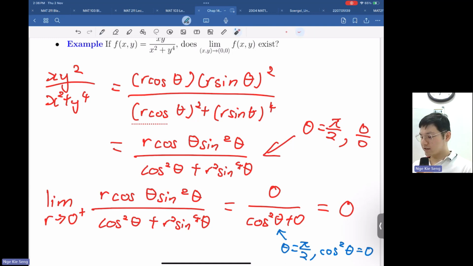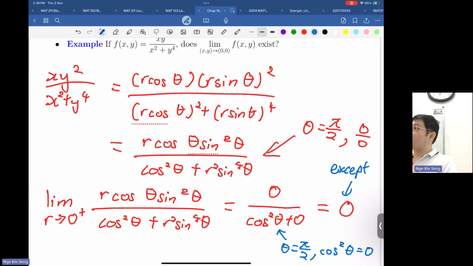In most directions you get zero, but there's one direction where you don't get exactly zero. You get zero over zero. So this somehow gives you a hint. A hint of what? Limit doesn't exist. Right. Maybe this pi over 2 actually hints at some path that might go wrong. If you approach along pi over 2, then something might go wrong. So you might want to test that path, right?